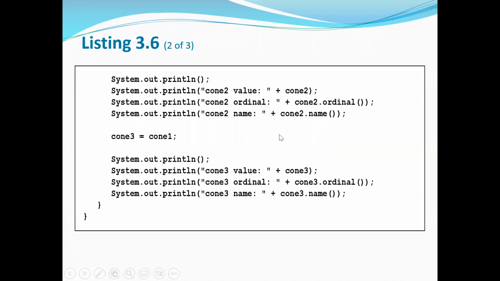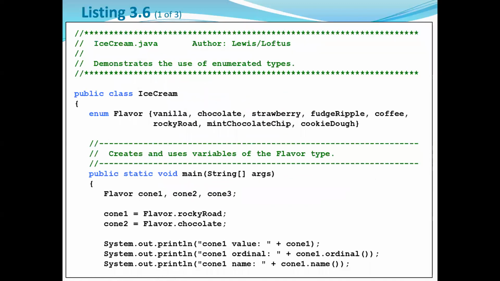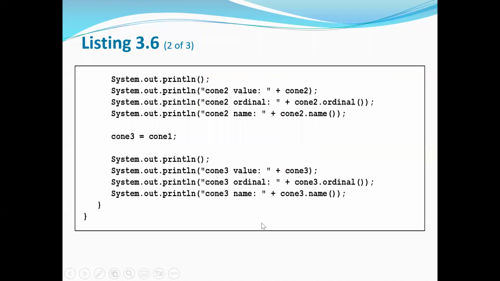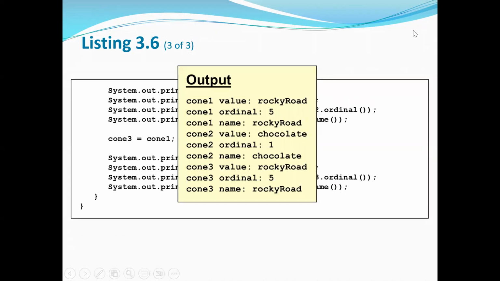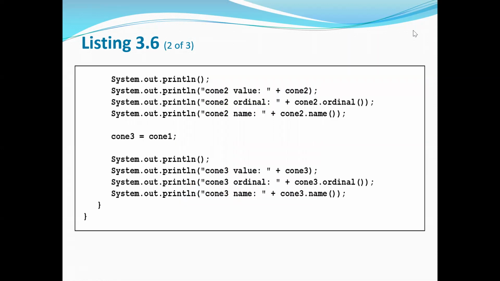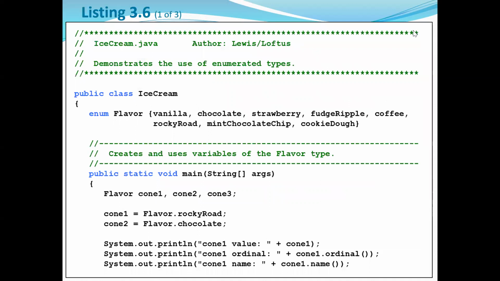Let's go back to the program to see what we mean by ordinal. See 1, 2, 3, 4, 5, but we start from 0. So 0, 1, 2, 3, 4, 5. So that's why the ordinal is 5. Now, when we go to the next one, chocolate, we can see that the ordinal, the position, is 1. Yes, because vanilla is 0, chocolate is 1.